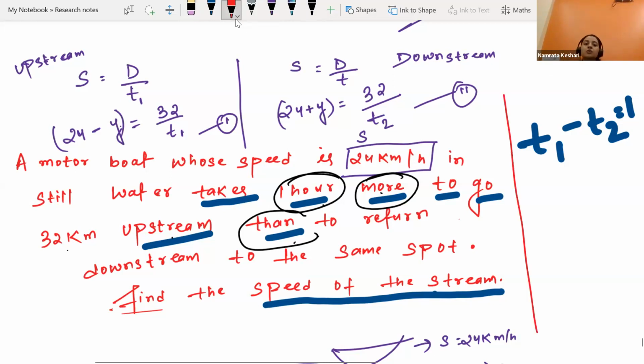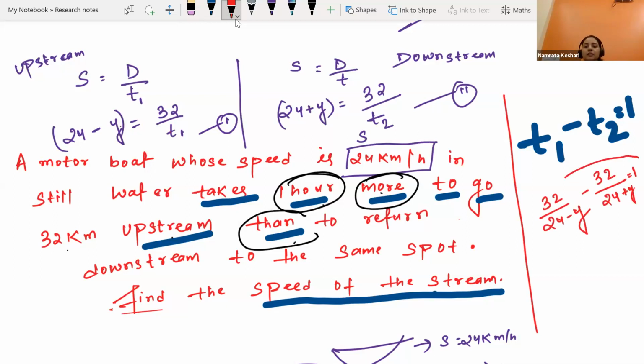Now T1 minus T2. T1 is what? 32 by 24 minus y. And T2 is 32 by 24 plus y. This is equal to 1. Now we will focus on solving this equation. We are done with framing the equation. It will take the shape of a quadratic equation.